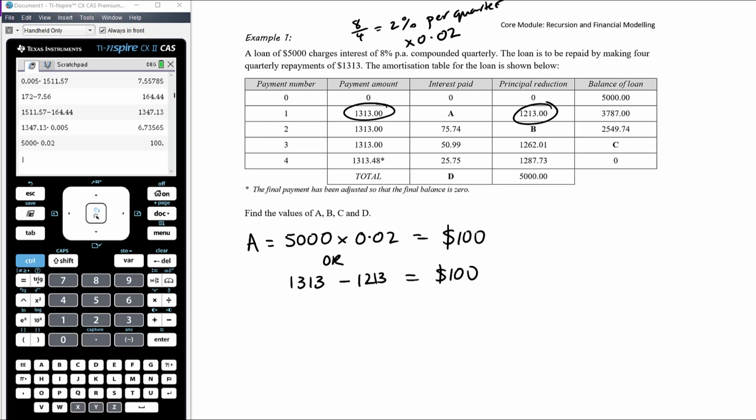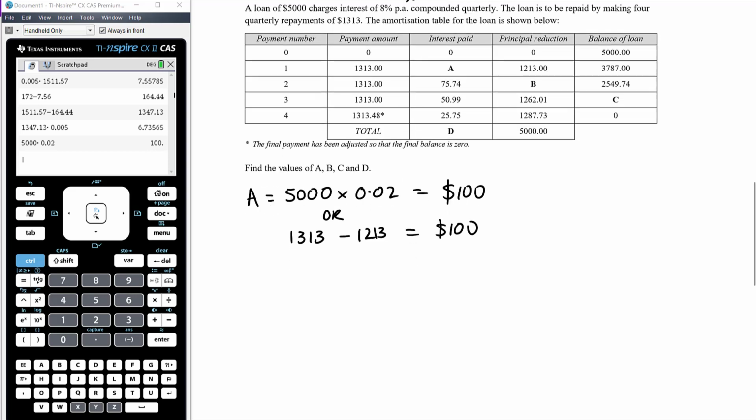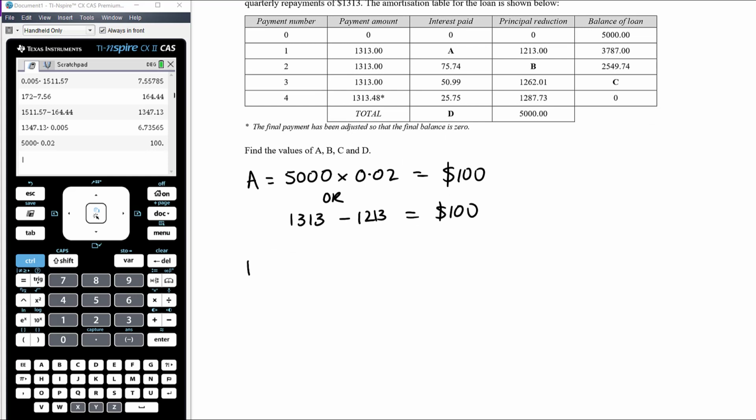So that's the way, because we know that to get this number here, we do this number minus this number, okay? And so therefore we can work out A by using that fact, okay? So either way, we can work out A to be $100. Okay, let's think about B.